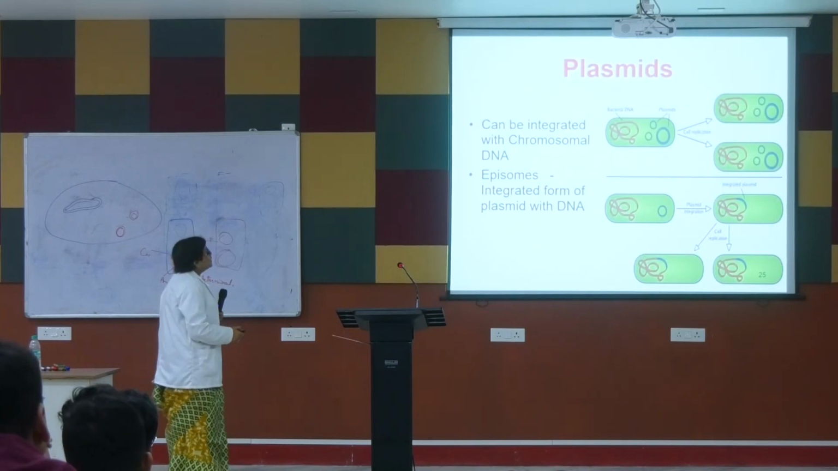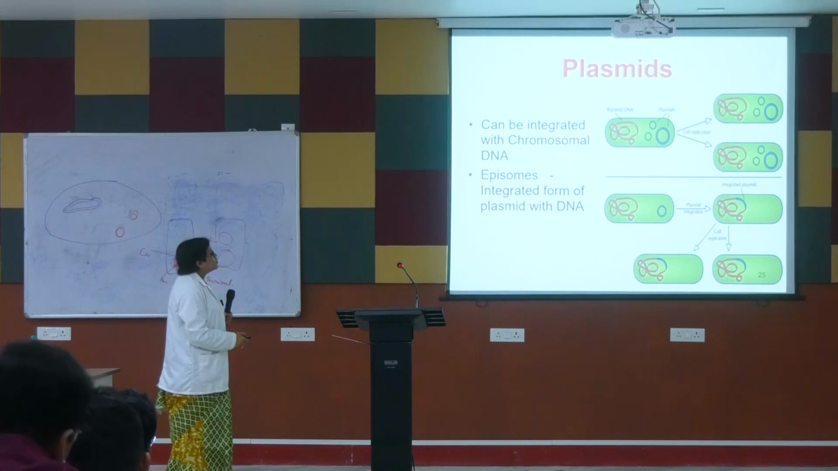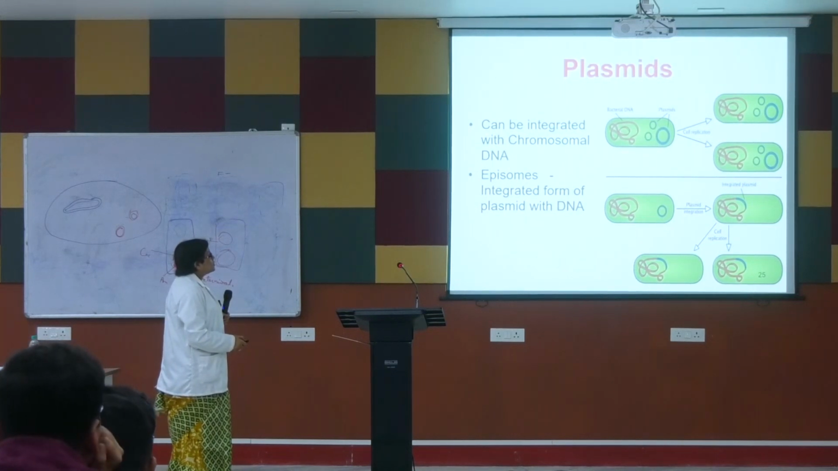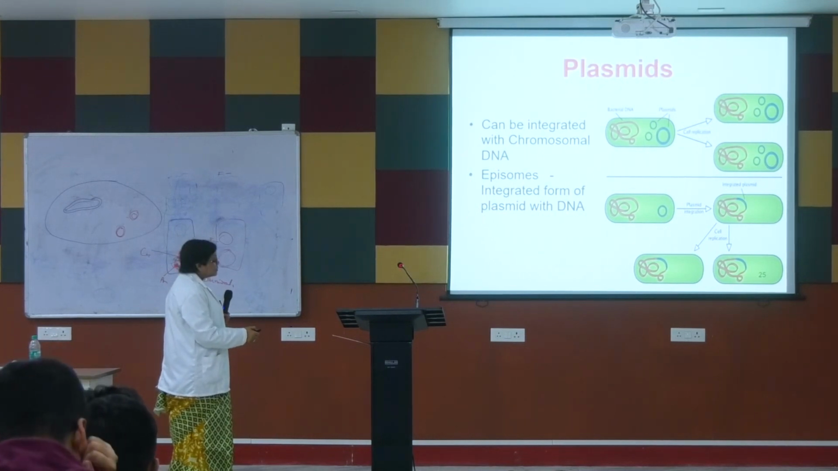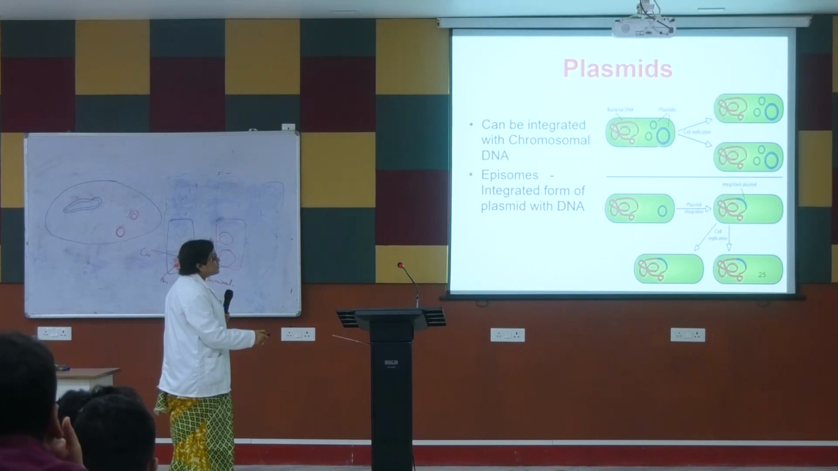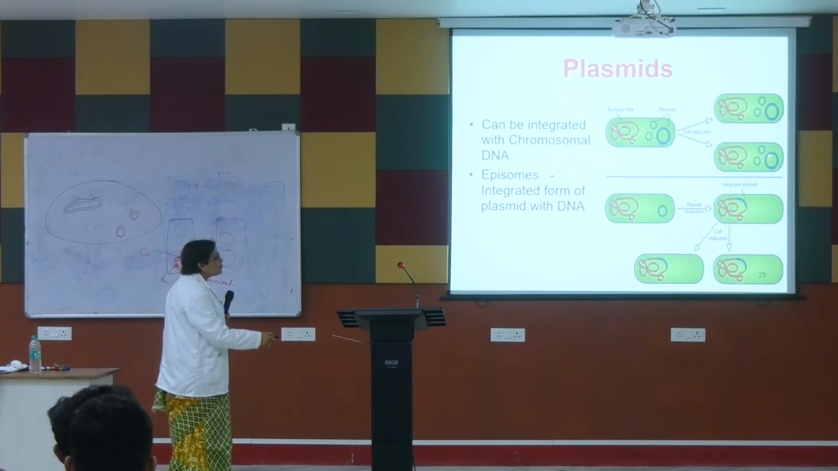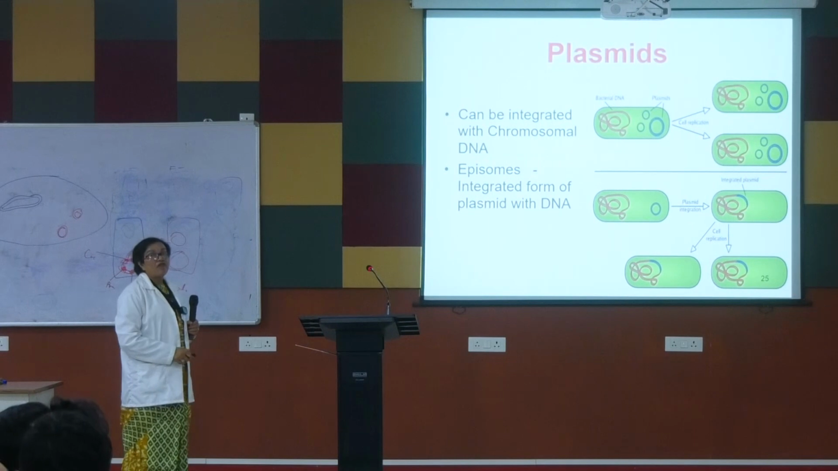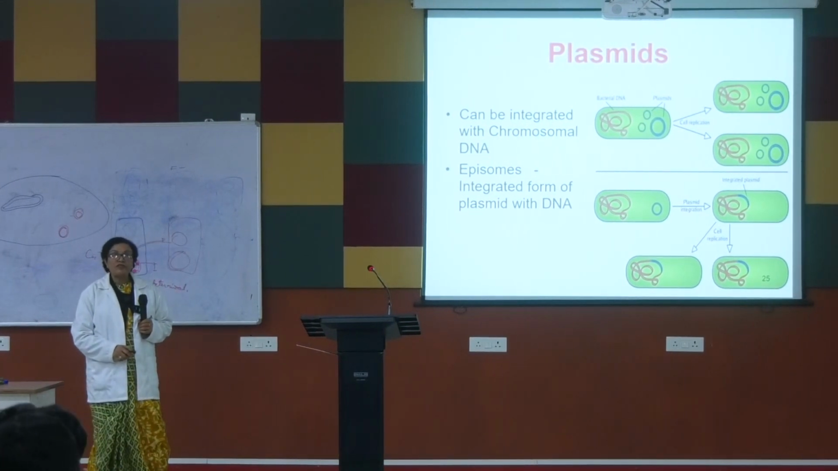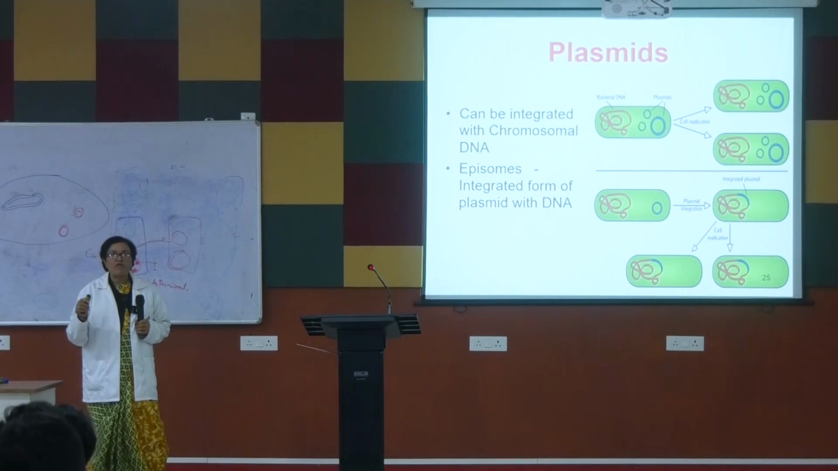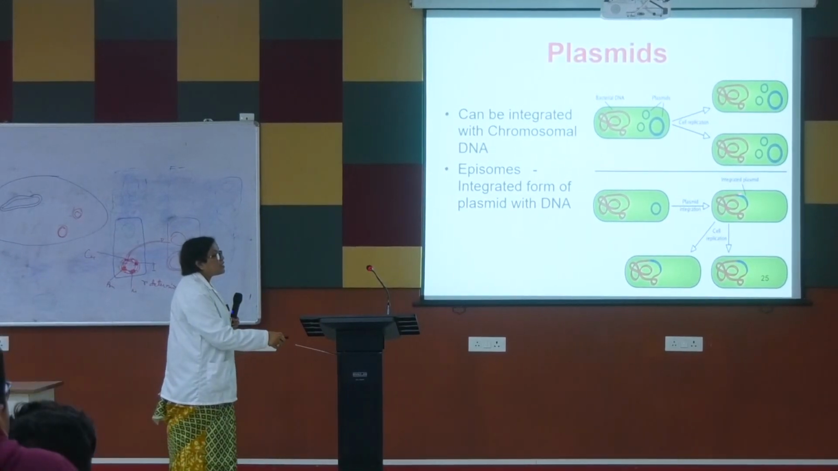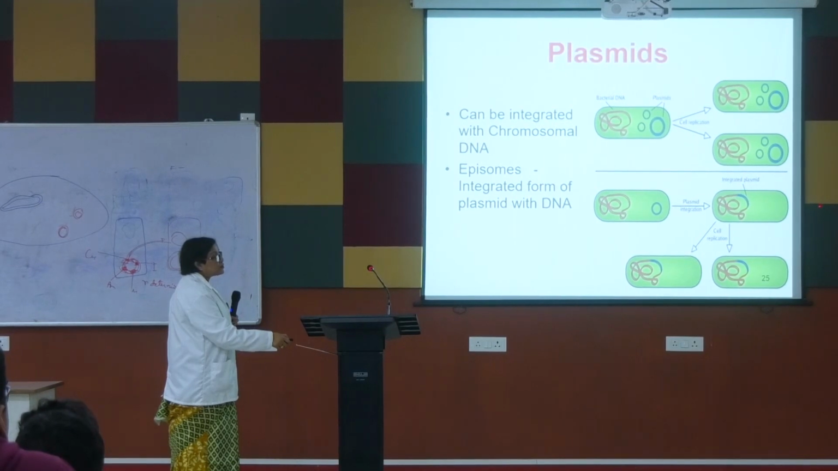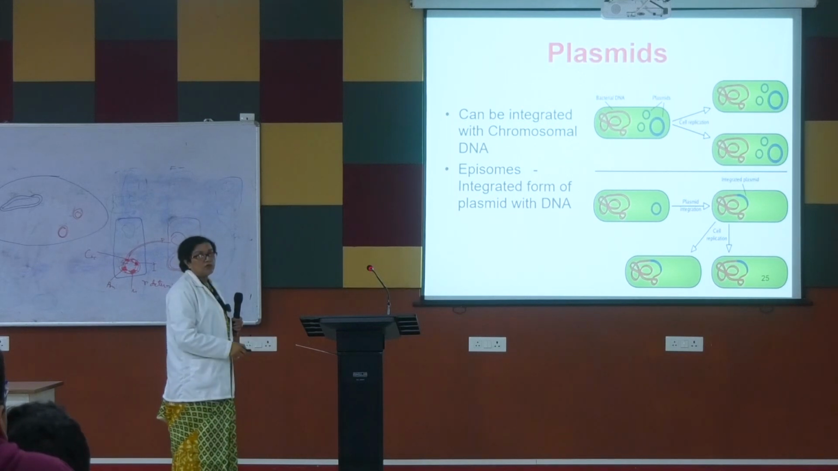Next, plasmids can be integrated with the chromosome, and episomes are integrated plasmid with DNA. So this is bacterial DNA, these are the plasmids. When it is integrated, suppose one plasmid is attached to the chromosome, blue color you can see, this is HFR, high frequency transferable area. It is highly powerful. Where a plasmid DNA is incorporated with the chromosomal DNA, this area is highly active. So HFR.